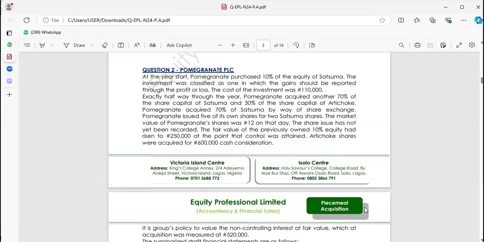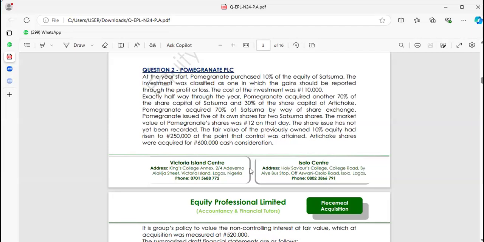Now, how do I calculate goodwill in this situation? What is the consideration transferred to have control? How much do you pay for the 70% plus the fair value of the previous investment? Let's read further. Pomegranate acquired the 70% by way of share exchange. Pomegranate issued 5 of its own shares for every 2 shares. The market value of Pomegranate shares was 12 naira at that day.